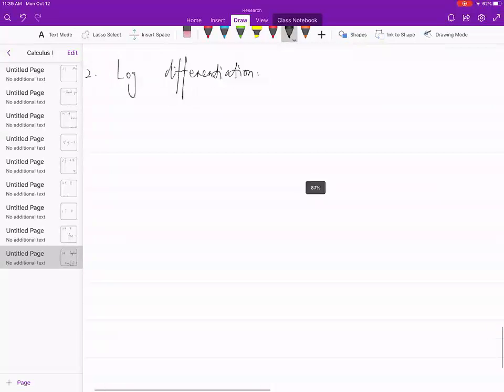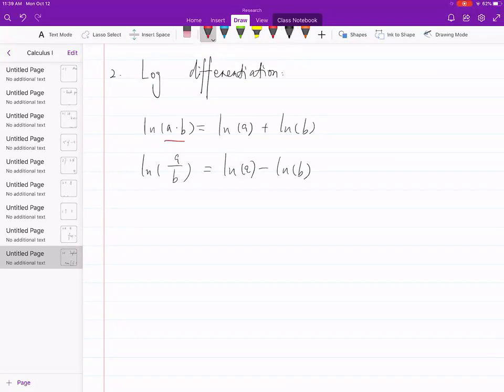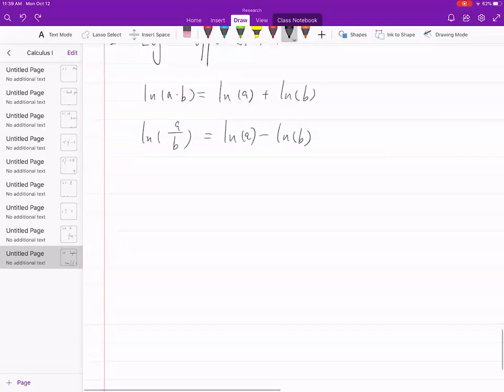Here, you need to be very familiar with 3 properties. ln of A times B equals ln A plus ln B, and ln of A divided by B equals ln A minus ln B. We knew this before, but the hidden implication here is product rule and quotient rule become summation rule and subtraction rule, which are way easier. That's why we need this. Of course, we have a third property, which later I will show you with some examples.